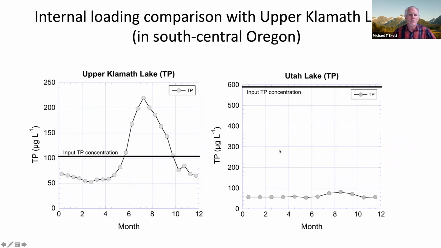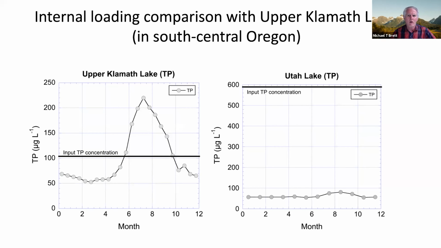The amount of internal loading in Utah Lake is significant, and it can definitely result in greater phytoplankton production during the summer. It can also result in a higher likelihood of a cyanobacteria bloom. But compared to some other lakes in the Western United States, it's pretty minor by comparison. So in this plot, I'm comparing the annual nutrient cycle for phosphorus for Upper Klamath Lake in South Central Oregon to that for Utah Lake.